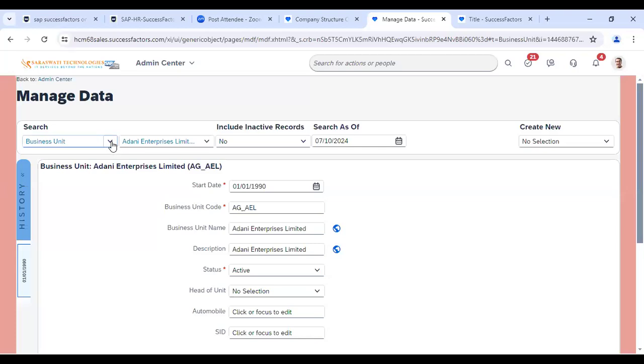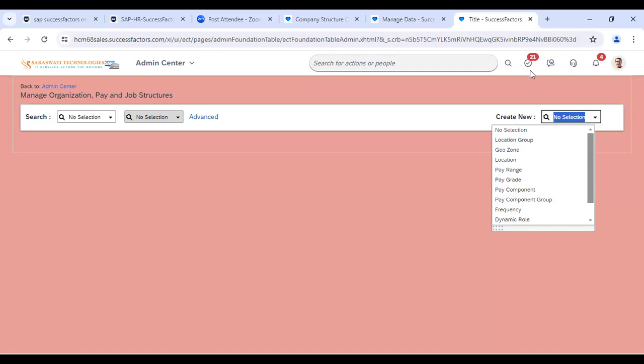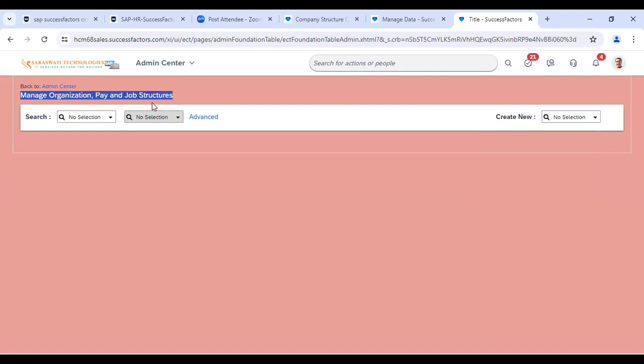This is having all the org structure related fields here. But some of the fields are here also, like location and pay component, the pay structure part and the location part. These are here also. So these are the legacy data.